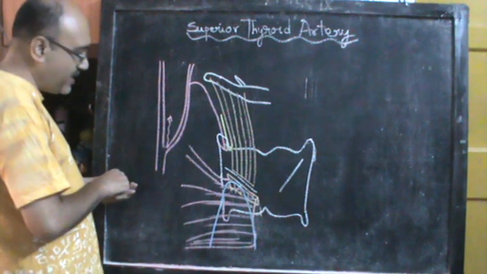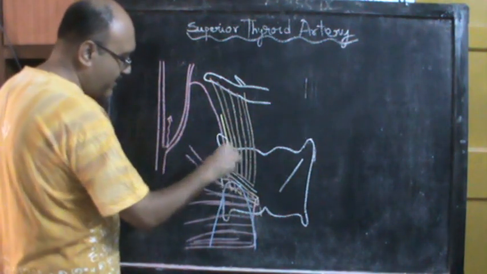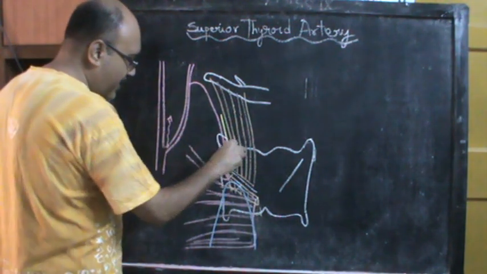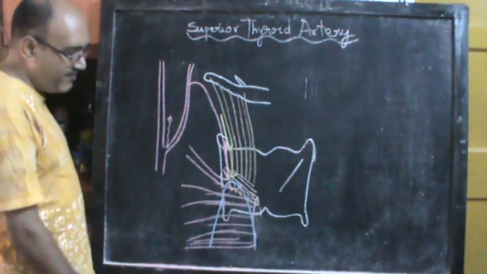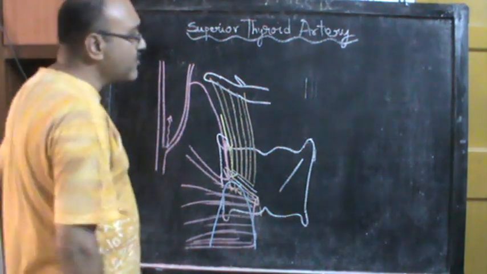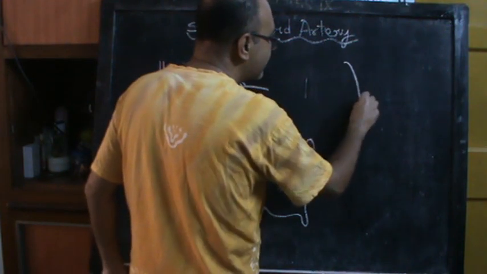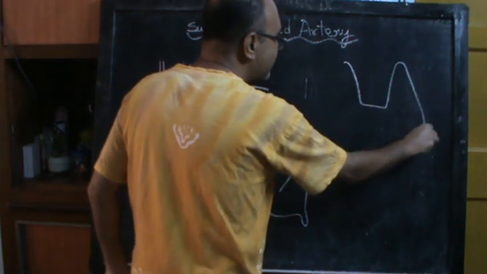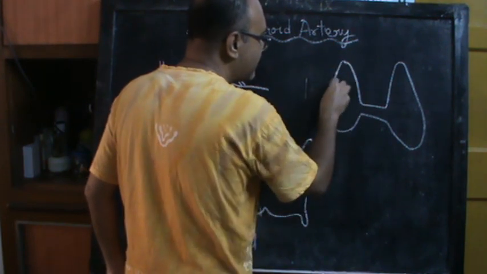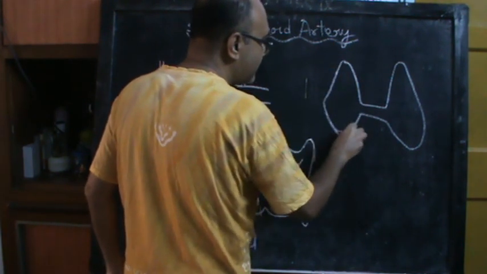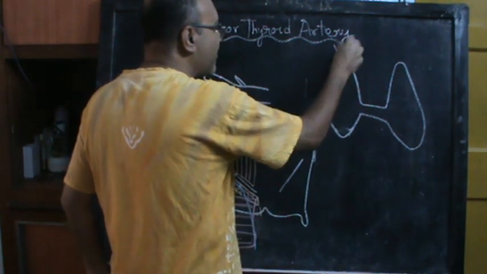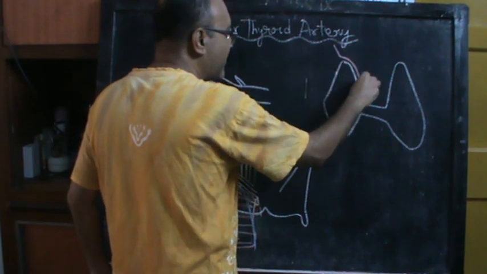That means this superior thyroid artery will extend up to here. It will come to the upper pole of the thyroid gland and it will be accompanied by the external laryngeal nerve. Now once it reaches the thyroid gland, this superior thyroid artery, once it has reached this point, it is going to give an anterior branch.